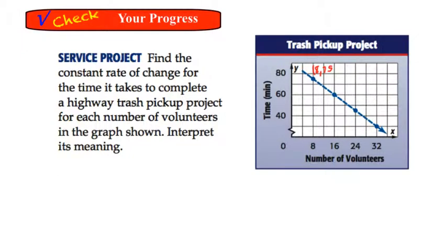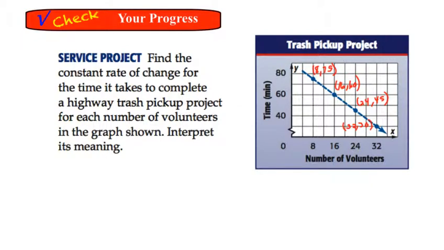In the second point, the x-coordinate is 16, and the y-coordinate is 60. In the third point, we have an x-coordinate of 24, and a y-coordinate of, it looks like 45. And in the last coordinate, we have an x-coordinate of 32, and the y-coordinate is 30. So once we have those defined, then we can go ahead and take a look at what's going on.